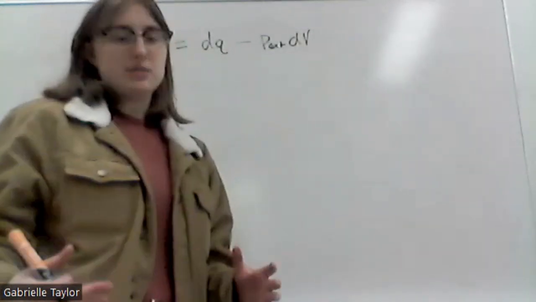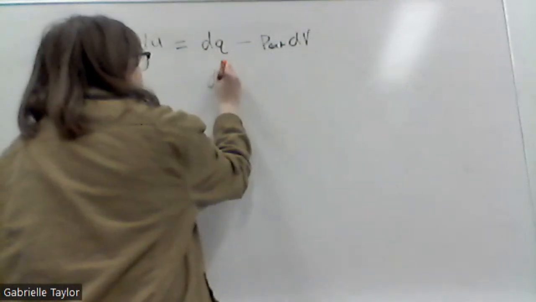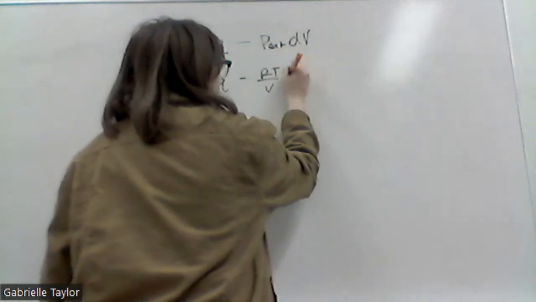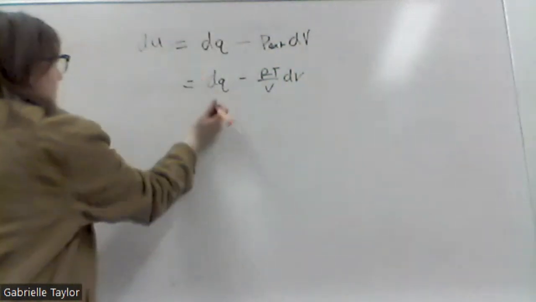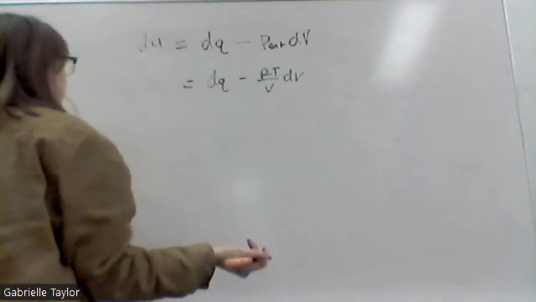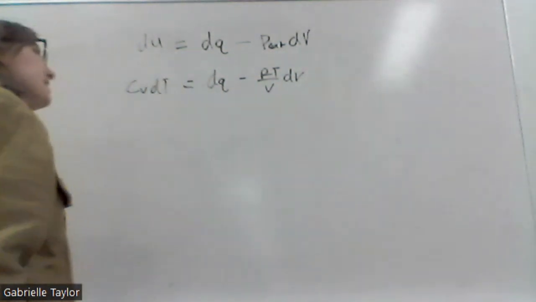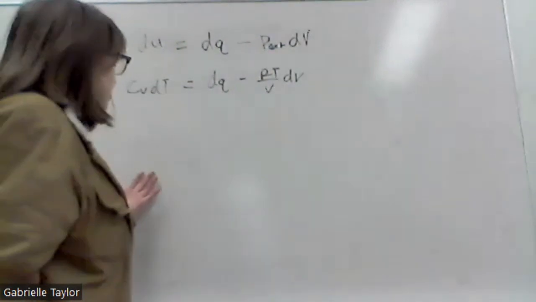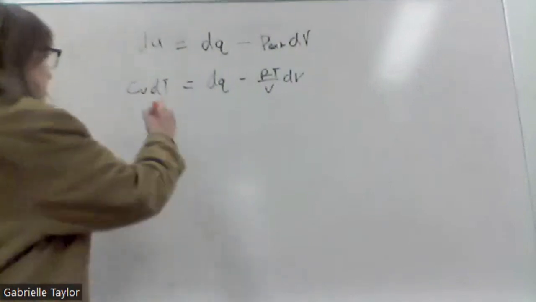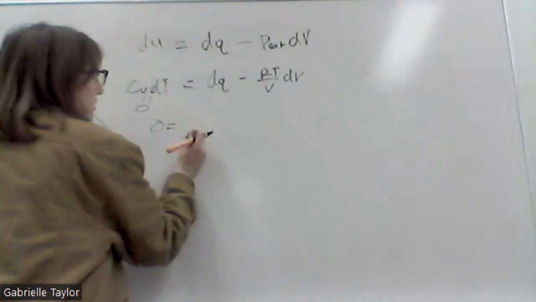And since this is an ideal gas, we can use our ideal gas law. So let's rewrite this. dV. And we also know that our change in internal energy equals Cv dT, which is our heat capacity times the differential change in temperature. We know this is isothermal, so there's going to be no change in temperature. So this is going to equal 0. So now we know this is 0.